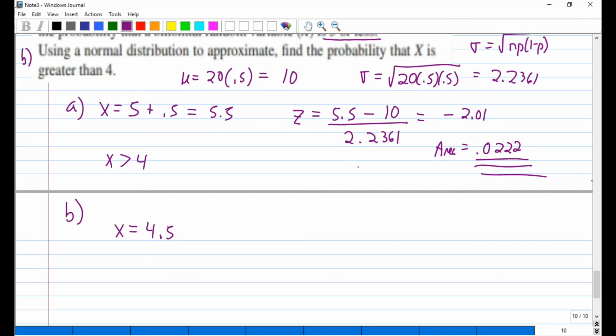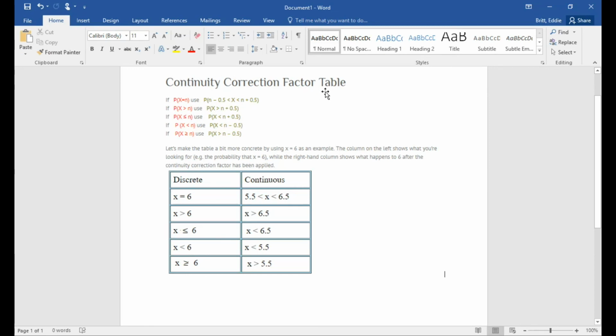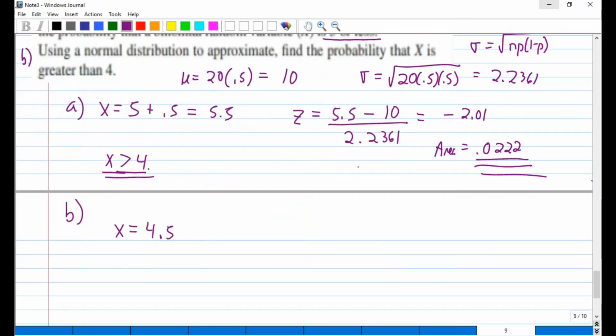All right, for part B, we are looking at, find the probability that x is greater than 4. Okay, so greater than 4, we need to go to our continuity correction table and see what do we do for a greater than. It looks like for greater than, we add 0.5. So we do the same thing we did last time. We're going to add 0.5.